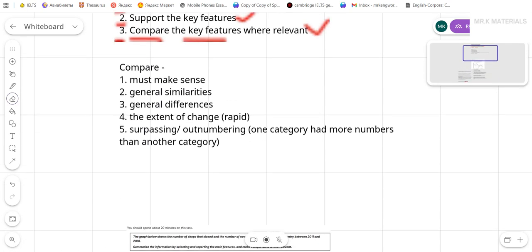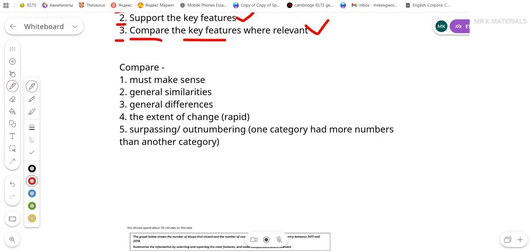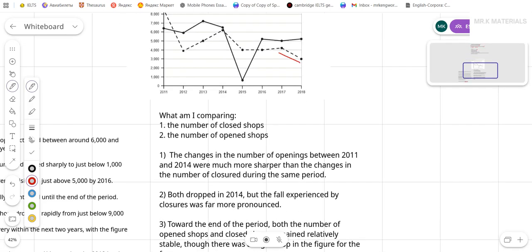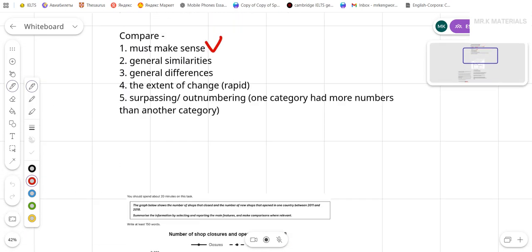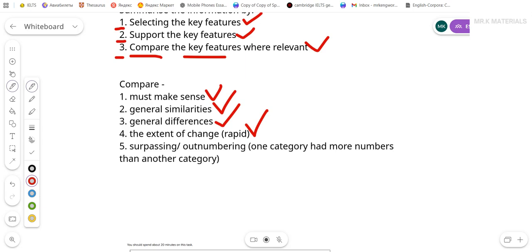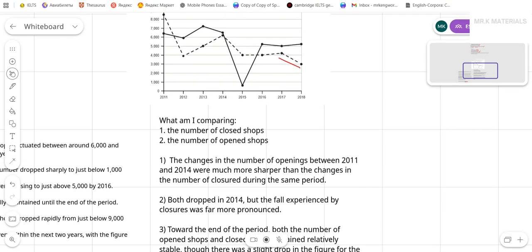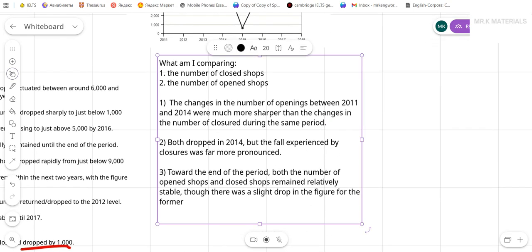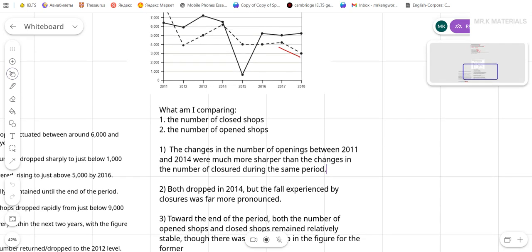Let's see. Did I do what I asked myself to do? So yeah, they make sense. They're understandable. Everybody will understand when they read this. I talked about similarities, that they both drop, they both remain stable. I talked about differences, that somewhere there was a sharper change, the drop was more pronounced. However, I didn't talk about surpassing and outnumbering, and I shouldn't miss this. Now I will be adding this outnumbering and surpassing.